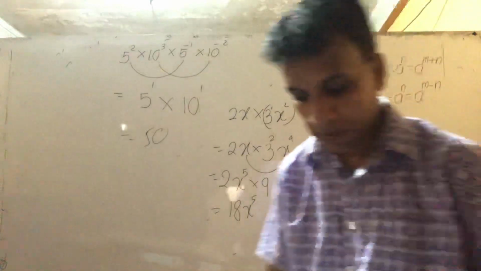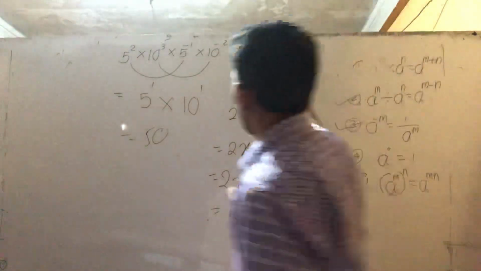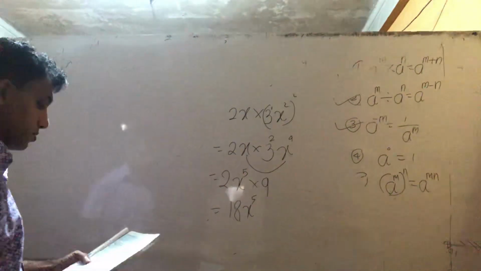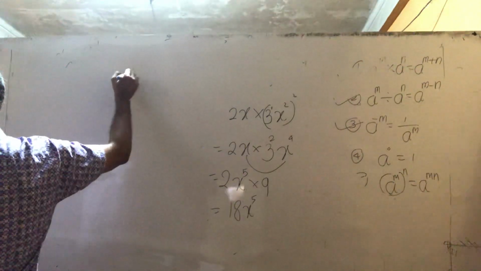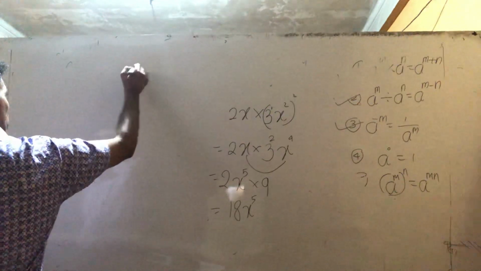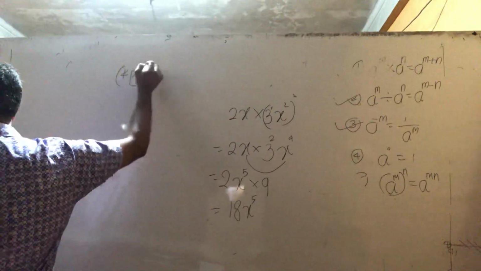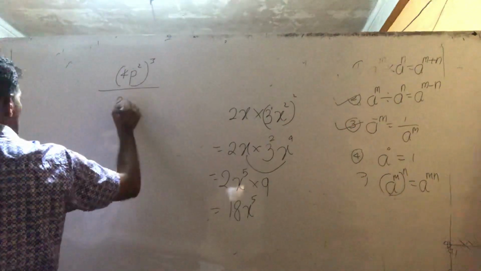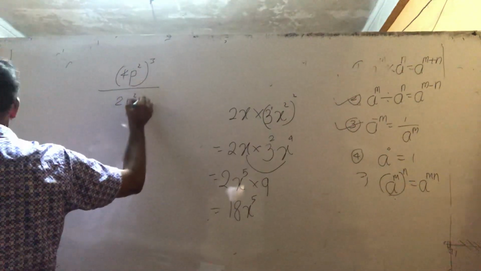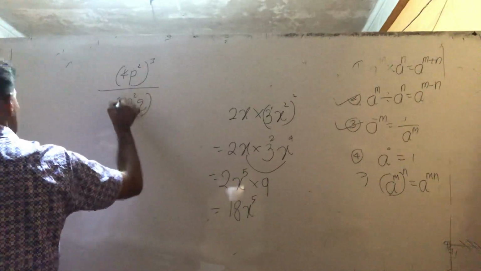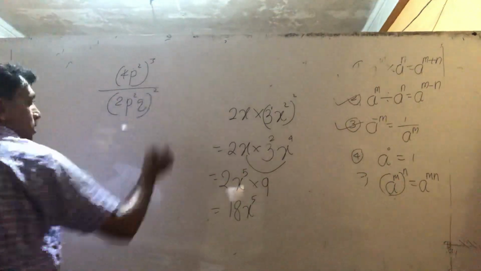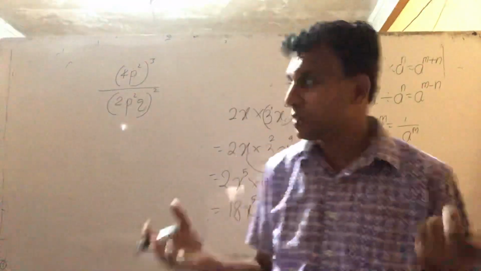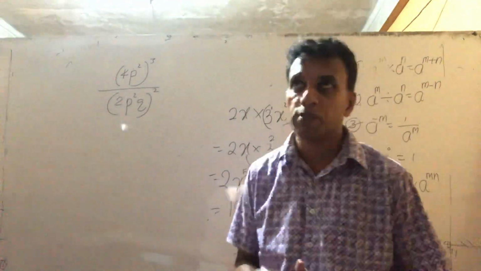I'll show another one. 4p squared, completely to the power 3, over 2p squared q, completely squared. What is that? Stop the video, try yourself. Stop the video and try on your own and check with me. Important question, final term paper problems.